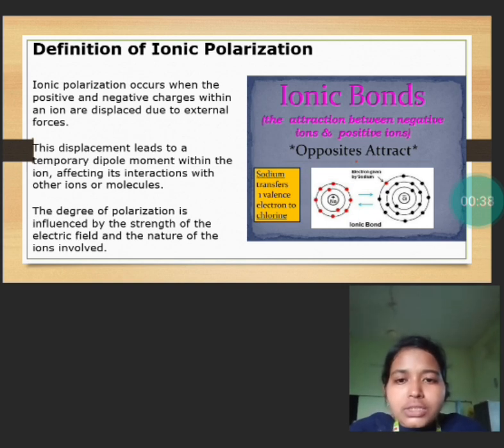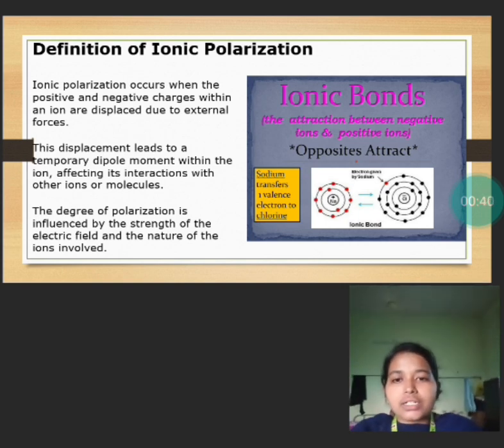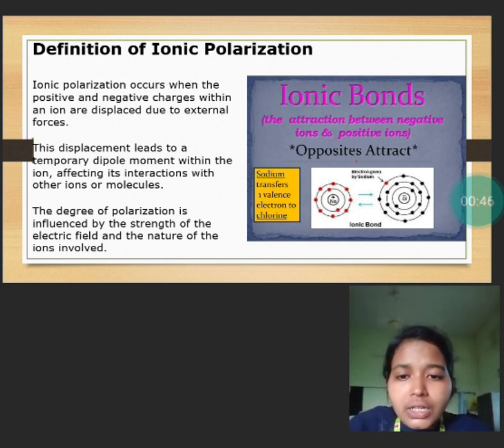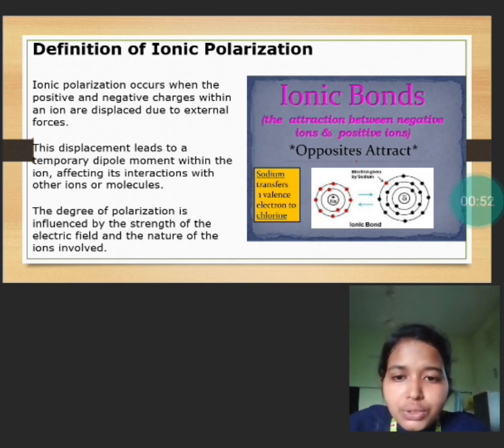Next, we have to discuss the definition of ionic polarization. Ionic polarization occurs when the positive and negative charges within an ion are displaced due to external forces. This displacement leads to a temporary dipole moment within the ion, affecting its interactions with other ions or molecules. The degree of polarization is influenced by the strength of the electric field and the nature of the ions involved.